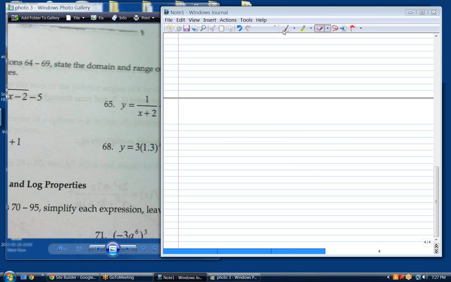And sometimes if we look at this function and you want to state the domain in interval notation, what would it be?